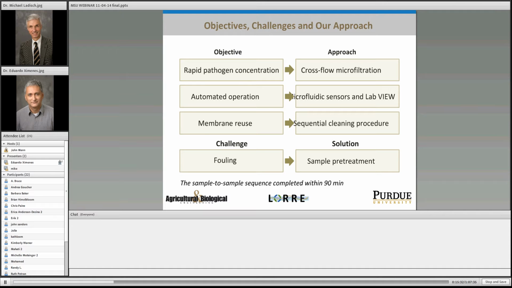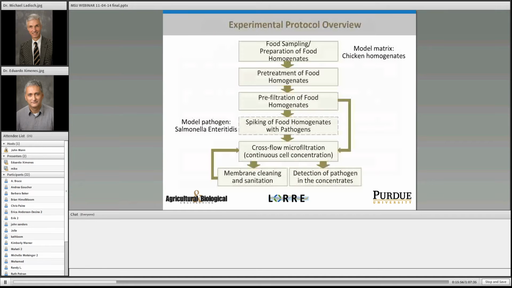So in order to avoid that, it's critical to have a sample pretreatment before the microfiltration step. And the whole procedure from sample to sample takes on average 90 minutes, but it can take less than that depending on the food sample. So here, I'll give you a little bit more detail of our procedure.